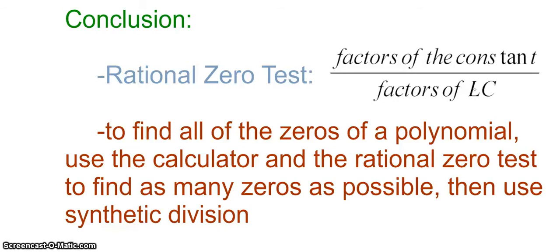To find all the zeros of a polynomial, use the calculator. If it doesn't factor, then use synthetic division with the zeros that you find.